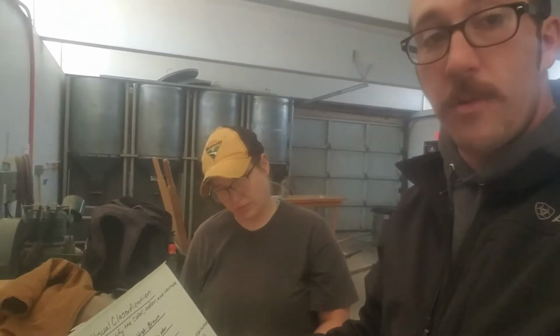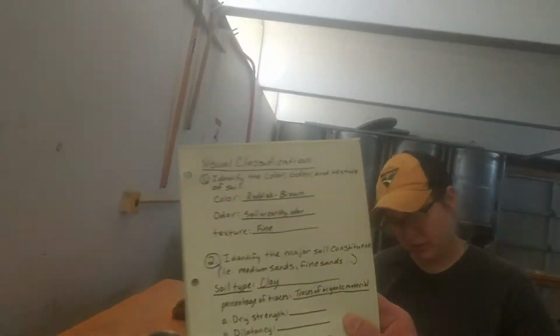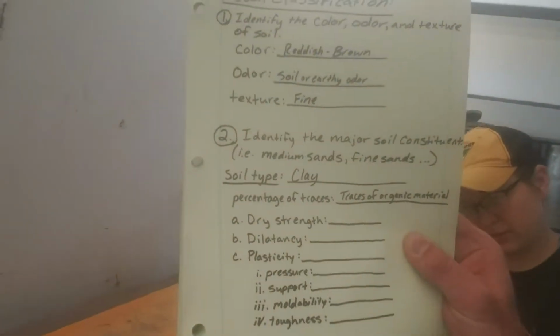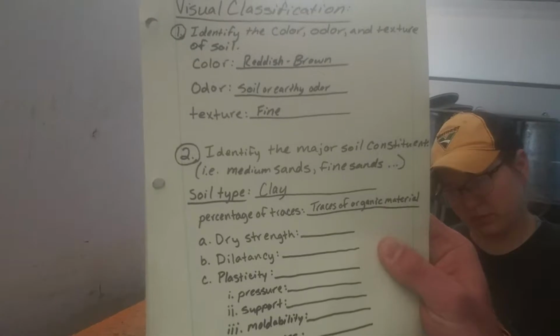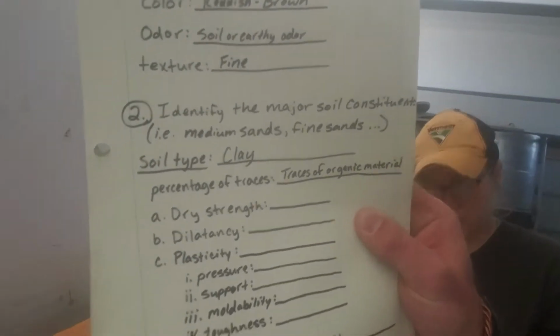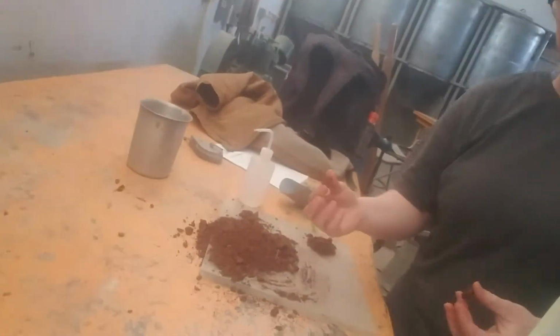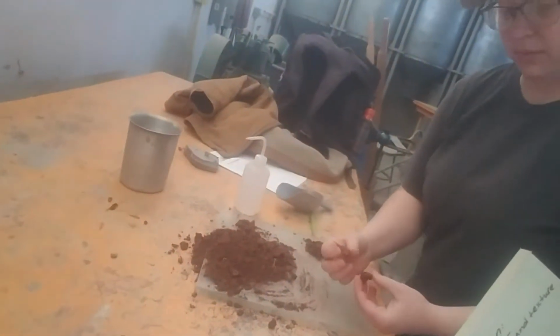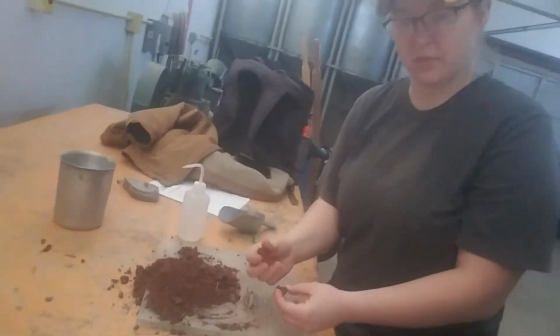So now, after determining our soil type and our percentage of traces, we now recorded our data and we decided it was a clay soil with traces of organic material. And now we're going to follow up into our next piles that Sarah has set aside for our dry strength test, our dilatancy test, and our plasticity test.